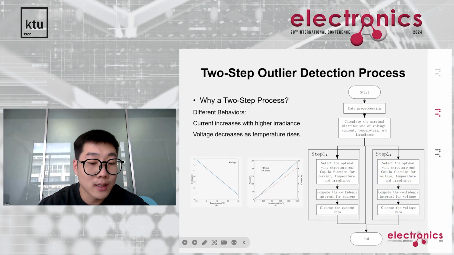Our method uses a two-step process. Step 1, we process the data, calculate the distributions for current, voltage, temperature, and irradiance, and find the current outliers. In step 2, we do the same for the voltage, using the clean current data for better accuracy. This step-by-step process allows us to detect outliers more precisely.